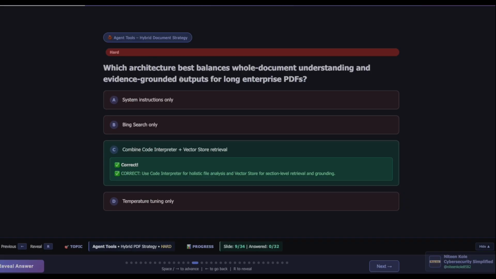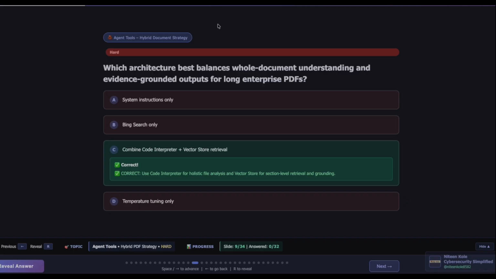Now let's take one more real world example. Imagine uploading a 300-page insurance policy. First, you ask, summarize the policy. Code Interpreter analyzes the entire document and creates a meaningful summary. Next, you ask, show me the section discussing water damage coverage. Vector store retrieves the exact page containing that information. Together, they provide understanding, evidence, and trust.